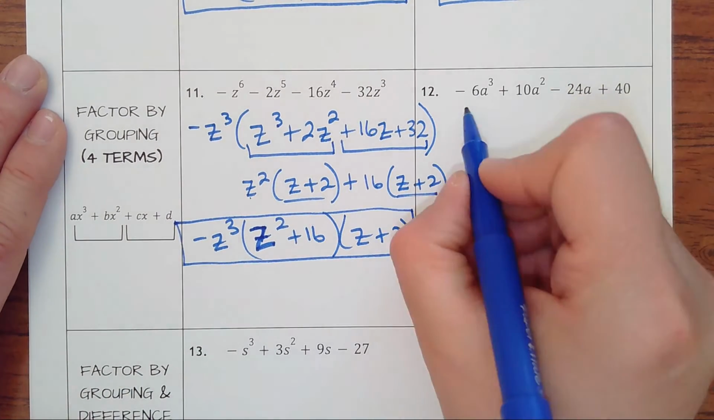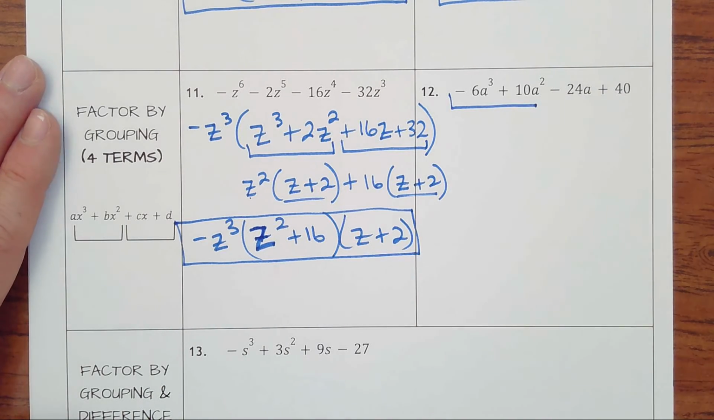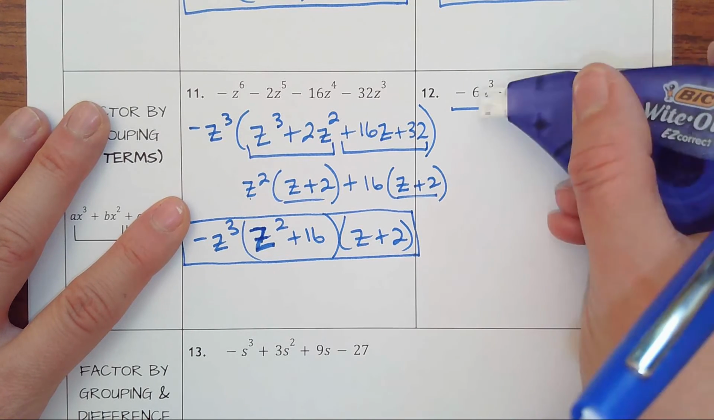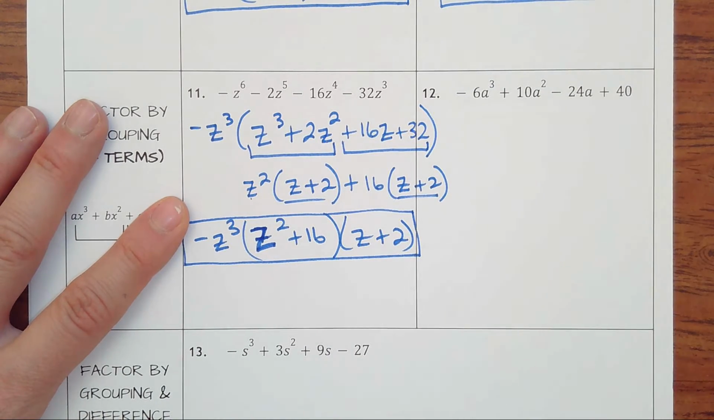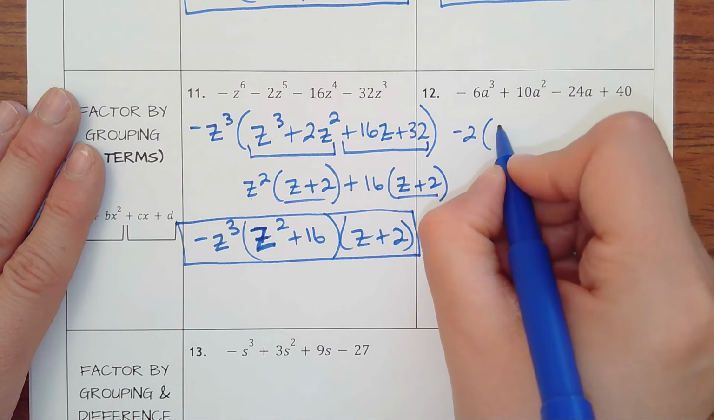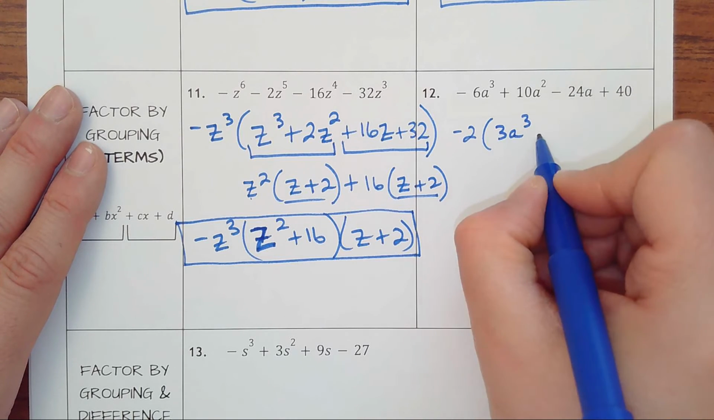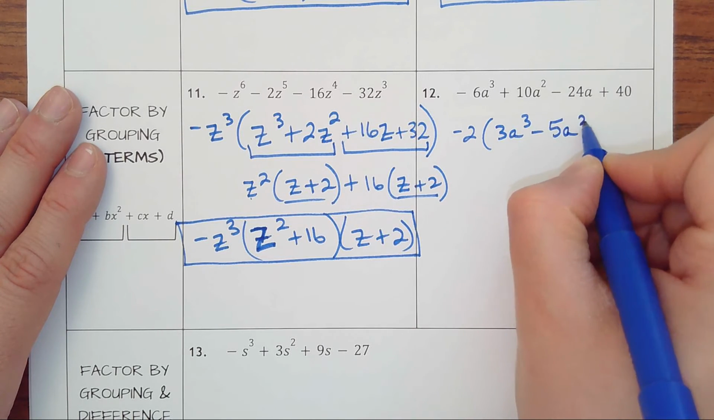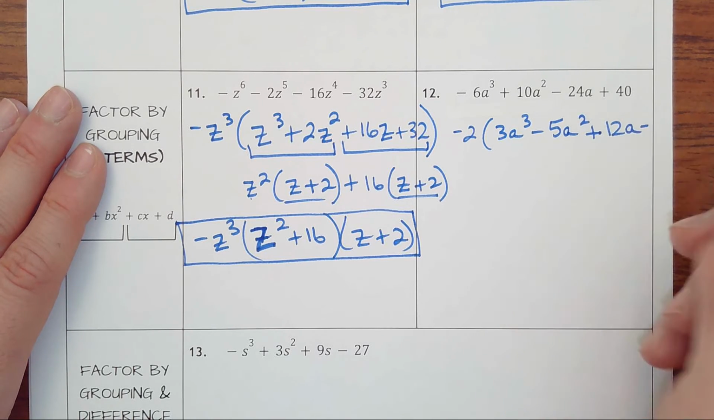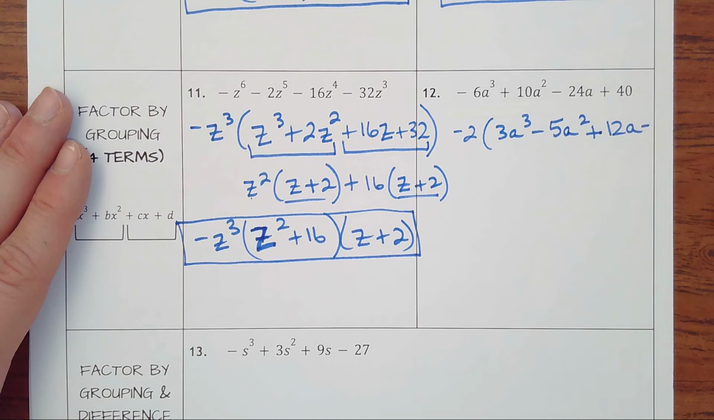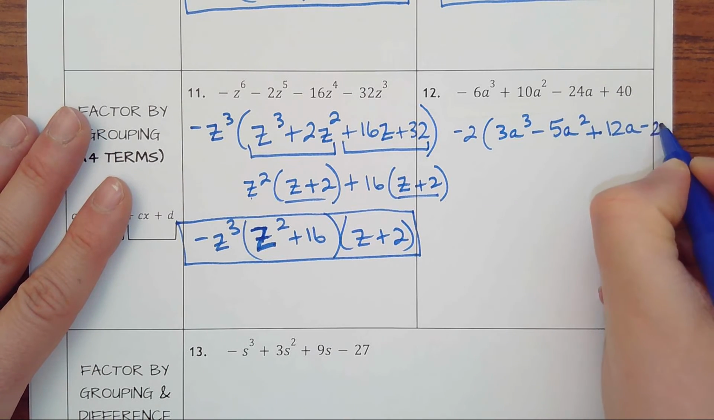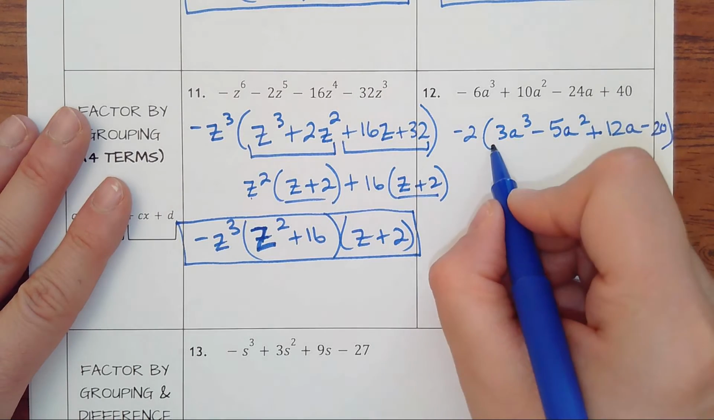Number 12. Oh, I shouldn't do that yet. I see we're leading with a negative, and we can take out, looks like a 2 from everything. Everything's even. Yep. So that would leave me with 3a cubed minus 5a squared plus 12a. And then 40 divided by negative 2 would be negative 20. Okay, now group.